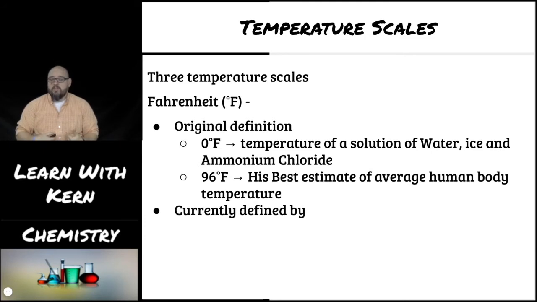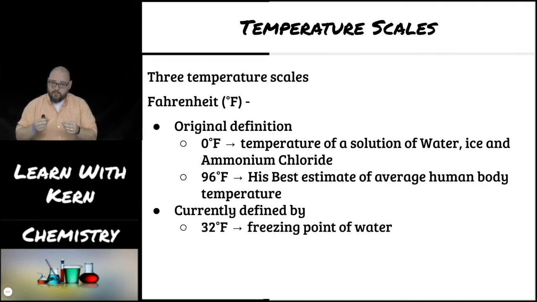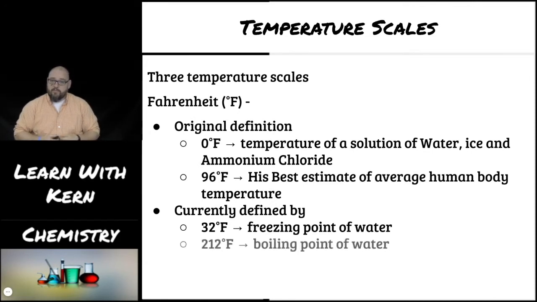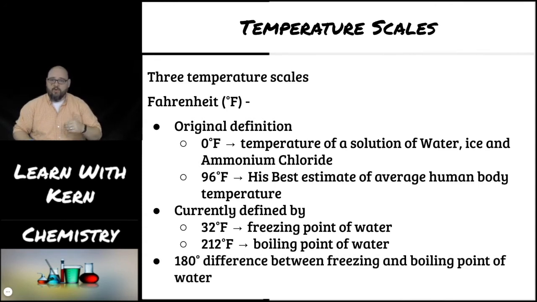Currently, we use water to define most temperature scales. The Fahrenheit scale is currently defined as 32 degrees being the freezing point of water, the temperature at which water turns from a liquid to a solid, and the boiling point, the temperature at which water goes from a liquid to a gas, of 212 degrees. Both of these are taken at sea level and 1 atmosphere of pressure. So 32 degrees Fahrenheit is the freezing point of water, 212 degrees Fahrenheit is the boiling point of water, and there is a 180-degree difference between the freezing point of water and the boiling point of water.